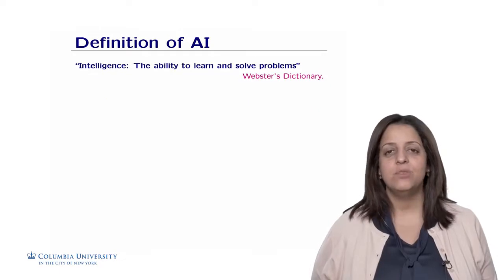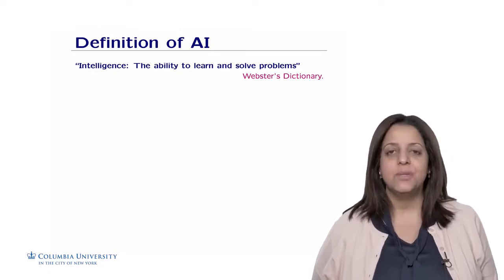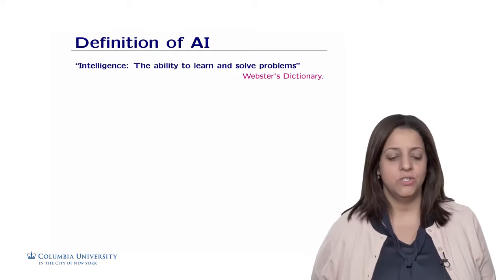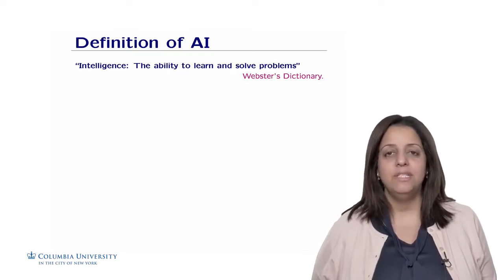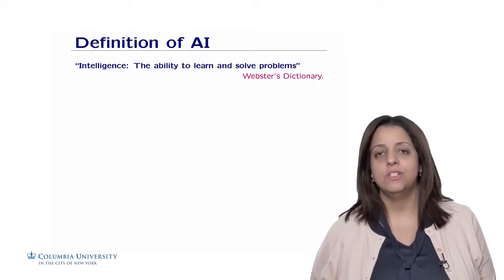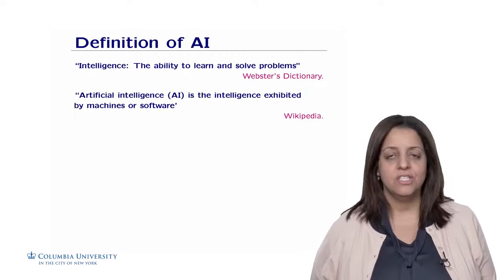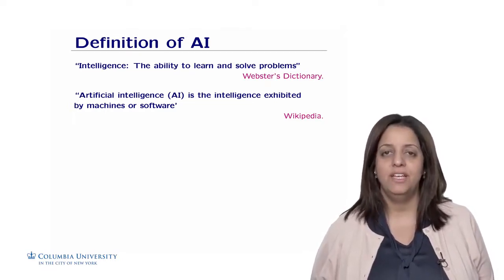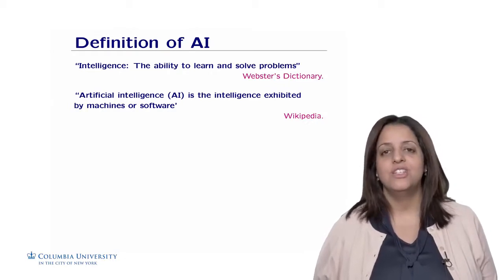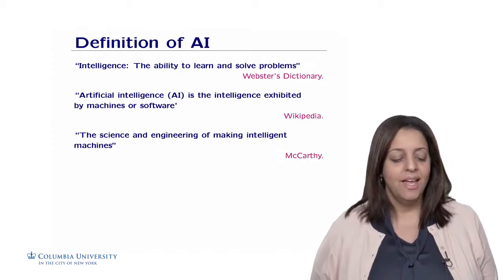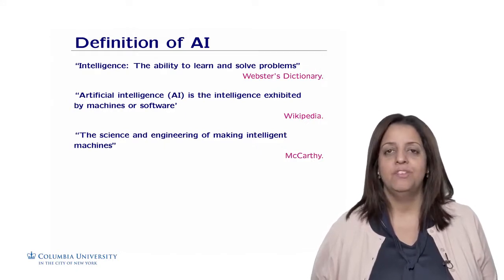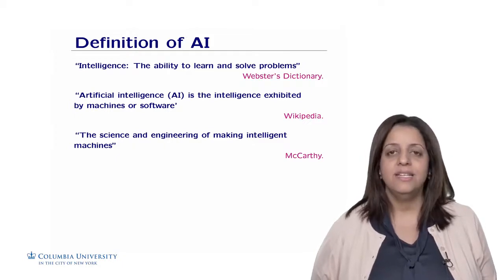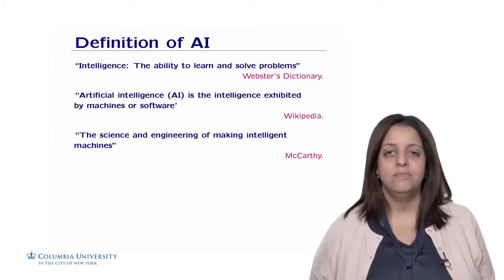There have been several attempts to define artificial intelligence, but let's start with the most basic definition of intelligence according to the Webster Dictionary. It's the ability to learn and solve problems. This is a definition independently of whether it's human intelligence or machine intelligence. Artificial intelligence, according to Wikipedia, is the intelligence exhibited by machines or software. I'm being more specific here and talking about machines and software that show signs of intelligence. More specifically, according to McCarthy, who is one of the pioneers of artificial intelligence and who even coined the term AI, it's the science and engineering of making intelligent machines.